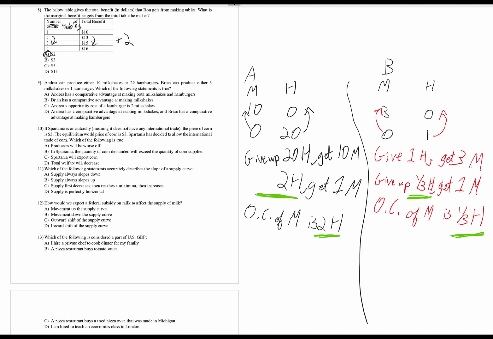Remember, comparative advantage relates to who has the lower opportunity cost. So who has the lower opportunity cost of making a milkshake? Brian has the comparative advantage at milkshakes, which means Andrea has the comparative advantage at hamburgers, since everybody always has comparative advantage at one good. So the correct answer here is going to be B. Brian has a comparative advantage at making milkshakes. Let's go on to number 10.